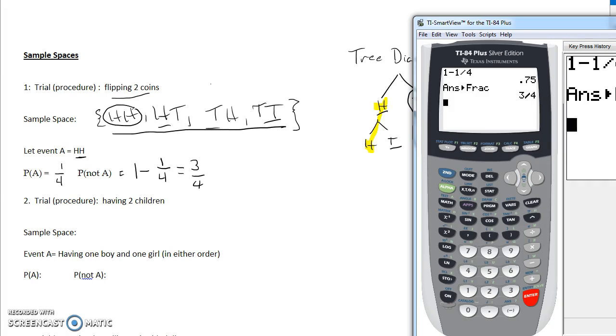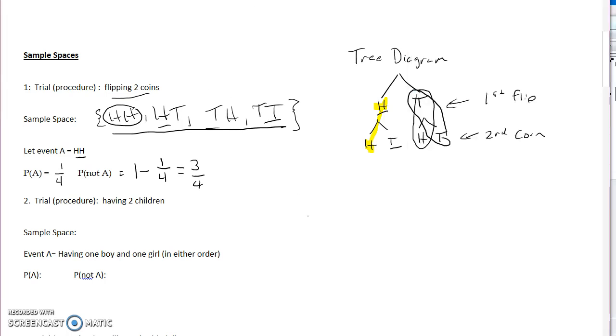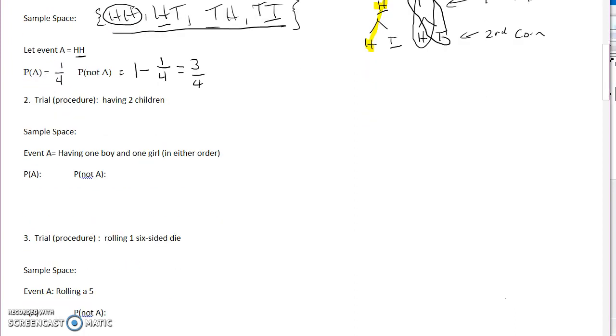All right, the next one, having 2 children. So we're going to have a very similar tree diagram set up. So the first tree is we're going to think about what are the possibilities when I have my first kid. It is a boy or a girl. Again, we are assuming that we don't have twins, but we're just talking 2 kids. Okay, you could either have a boy or a girl for your first kid. So this is the first child.